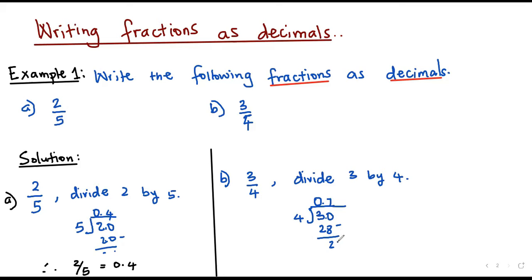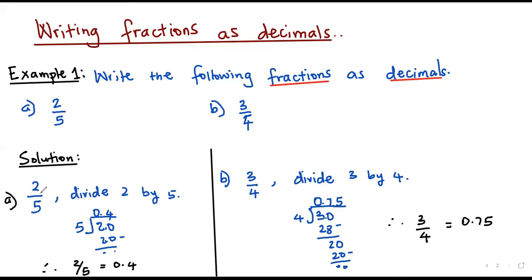Very good. So we write a 0, and you consider this as 20. 20 divided by 4, what do you get? 5. And 5 times 4, you get 20. Yes. When you subtract, you get 0. So this implies that 3 out of 4 is the same as 0.75. Do you understand that, all of you? Yes.